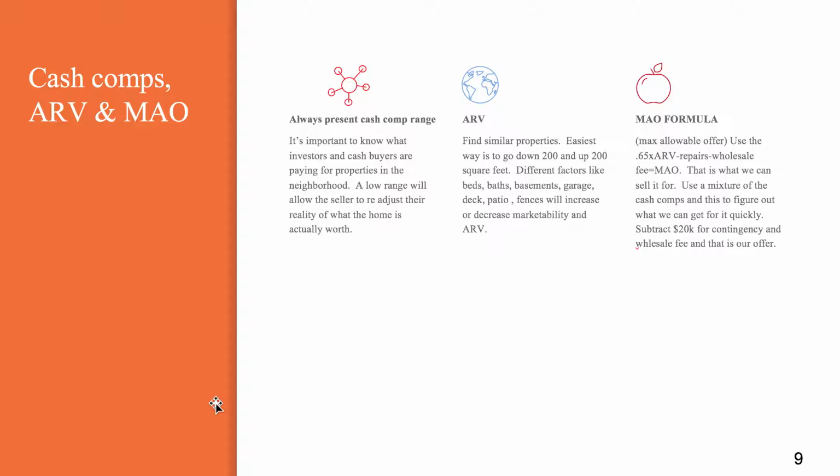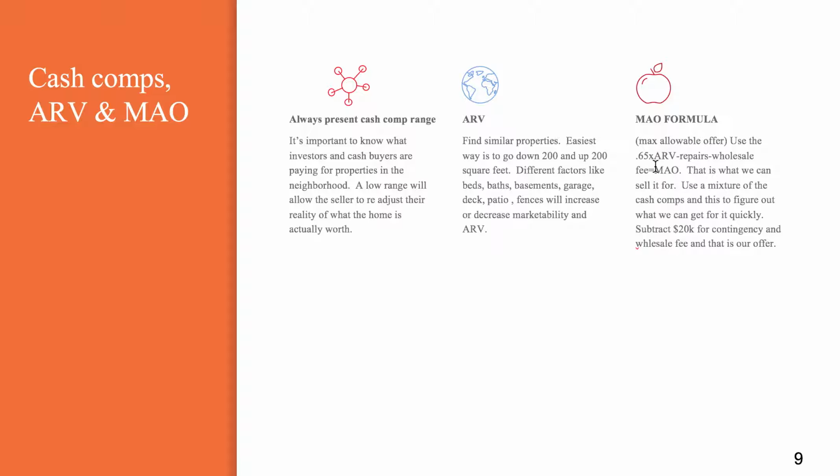MAO formula, which is your maximum allowable offer. And you typically want to take the ARV and multiply that by 0.65 or 0.7. And then you're going to subtract your repairs, and you're going to subtract the wholesale fee, and that's going to be your MAO. Wholesale fee is $10,000. So that's your maximum offer, and then you're gonna go 10% under that for your first offer, or even lower. Based on what the cash comps are, we can get an idea.